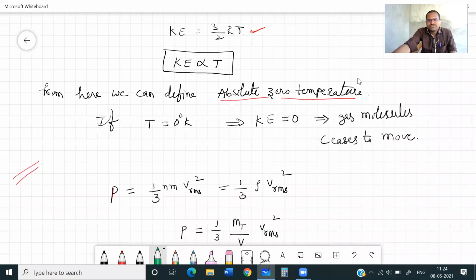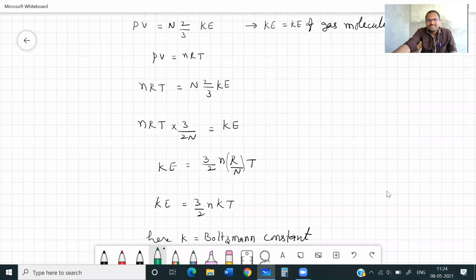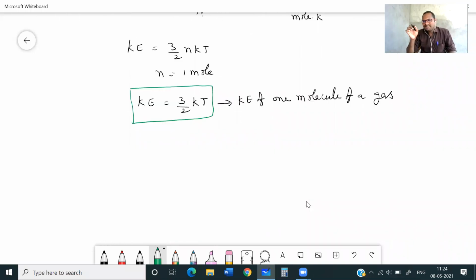From these two equations, we can conclude that the kinetic energy of a molecule of a gas, or the total kinetic energy of 1 mole or n moles of a gas, depends only on temperature. Kinetic energy depends only on temperature. Remember this point. Okay, clear?